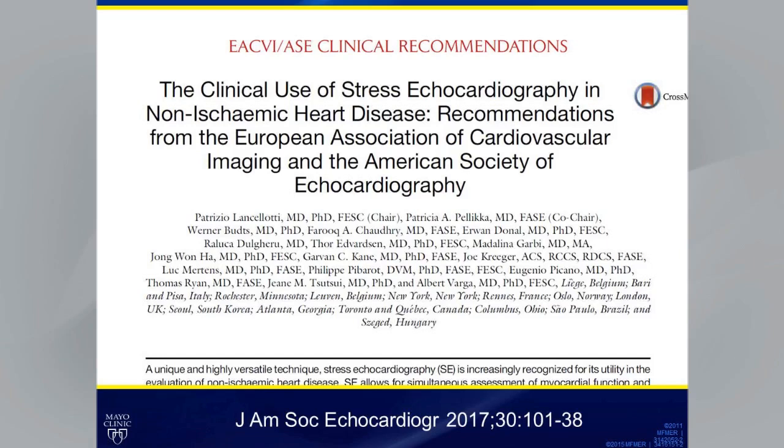These recommendations were published in the February issue of Journal of the American Society of Echocardiography and also published in the European Heart Journal Cardiovascular Imaging. They represent the collective agreement and input from colleagues in Europe, Canada, South America, and South Korea.